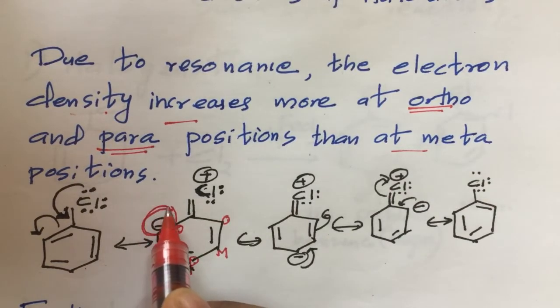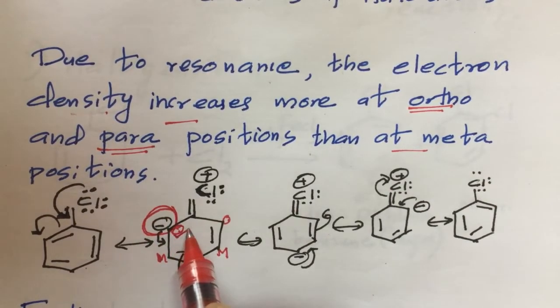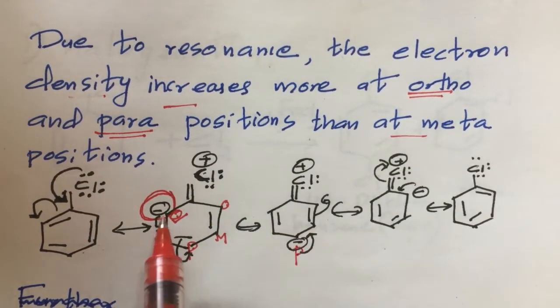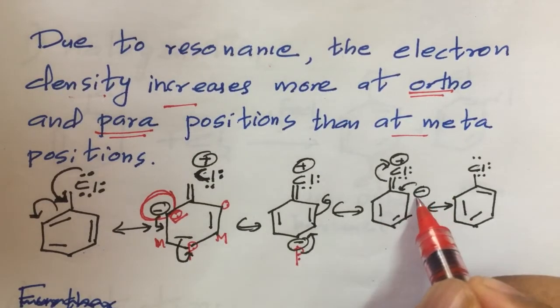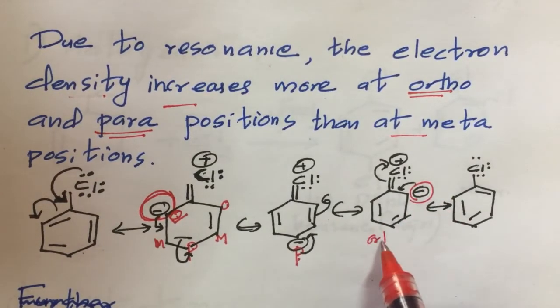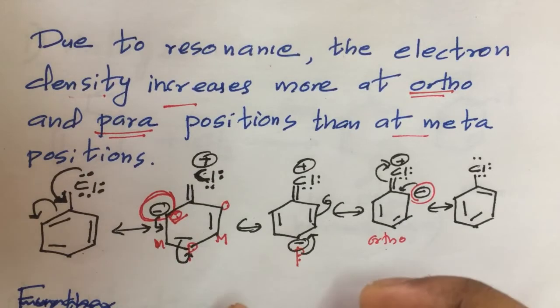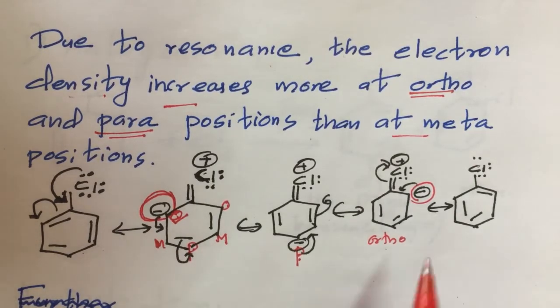Let's see the resonating structure. Electron density, negative charge, is maximum at the ortho position of the ring. In the second structure, the para position. So ortho, para. Then in the third structure, again ortho. So it's very clear, due to resonance, electron density in haloarenes is maximum at ortho and para positions. So electrophilic substitution reaction will take place mainly at ortho and para positions.